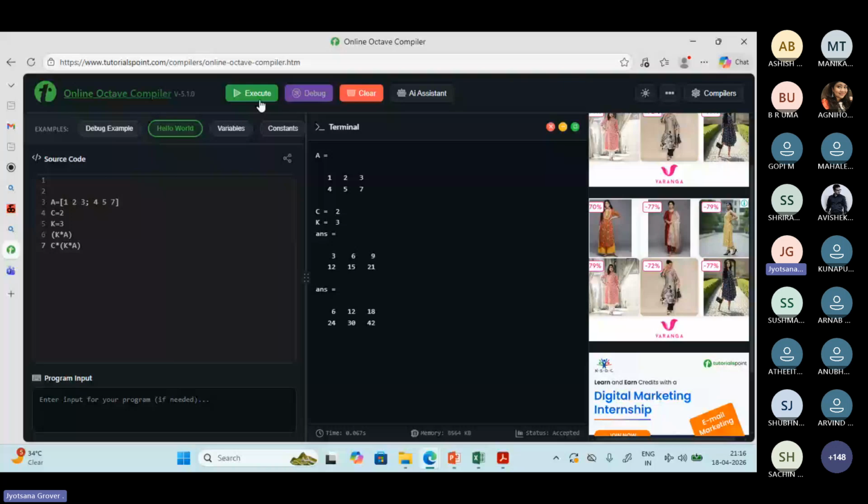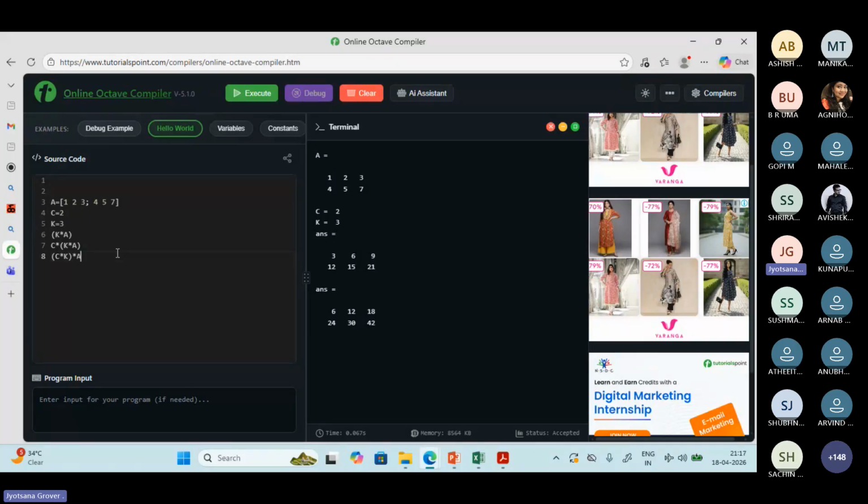See, this is your KA. KA means K is 3, A is this matrix. You multiply every entry of A with K and then you multiply KA, this matrix, with C. So 2 into 3, 6, 2 into 6, 12, 9 into 2, 18, 12 into 2, 24, 15 into 2, 30, 21 into 2, 42. Now this result is the same as C into K multiplied with matrix A.